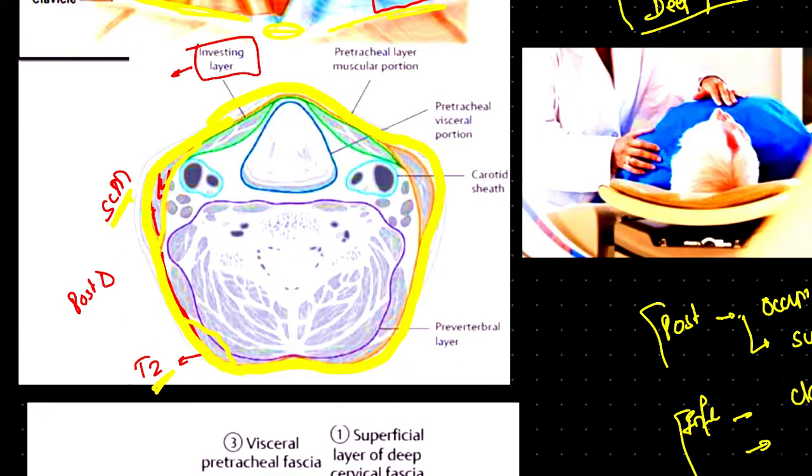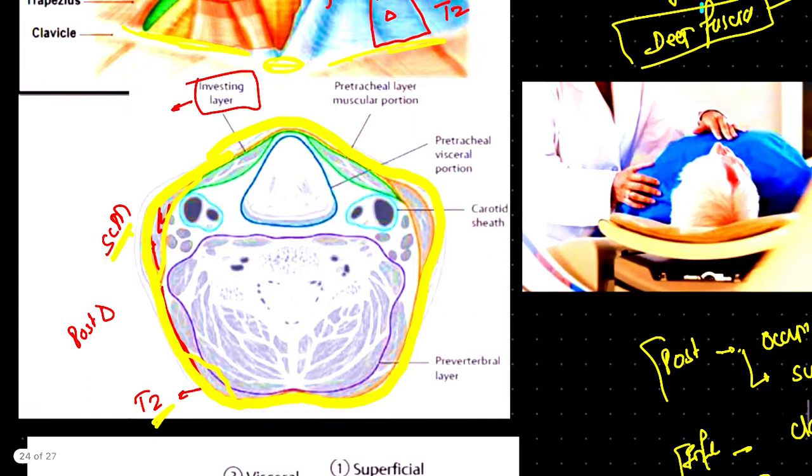Now just in front of this trachea, what we have got here is the pre-tracheal fascia, right? Mainly it is just in front of the trachea, but what it will do is continue behind as the buccopharyngeal fascia. Buccopharyngeal fascia.